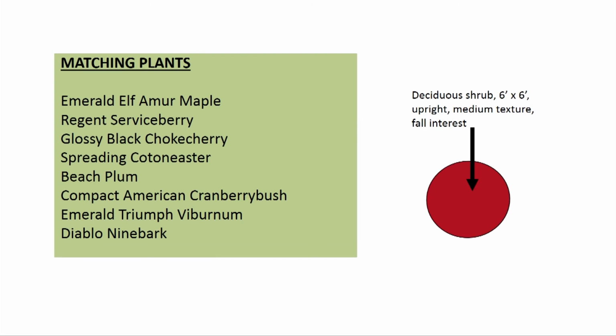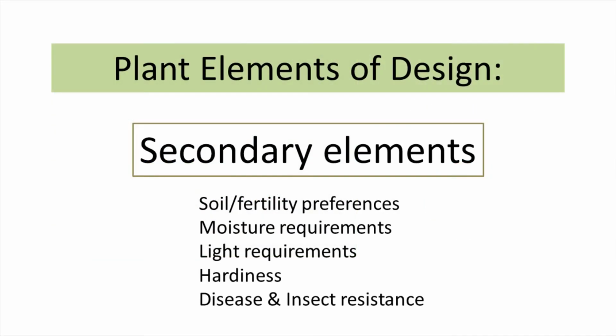Let's take a look at that first shrub. If we do a search for all of the plants that match those characteristics, we'll come up with a list that includes those that are shown here. Before we pick one, we have to make sure that everything on the list is appropriate for the cultural conditions of the site. Those are the secondary elements of design that we talked about earlier. The light conditions, the hardiness, the soil and fertility conditions, disease and insect susceptibility. Make sure that you consider all of those when you make your choice of plant.